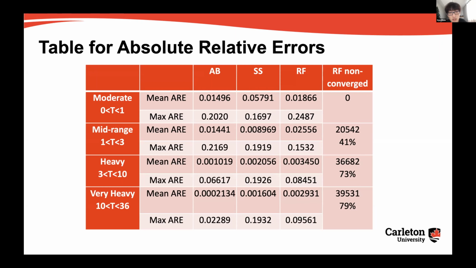For the maximum ARE, the results are alike as the mean ARE. AB are close to or slightly worse than the other two in moderate and mid-range, but much better in heavy traffic systems. And RF has a severe convergence problem, especially in the systems with large t values.